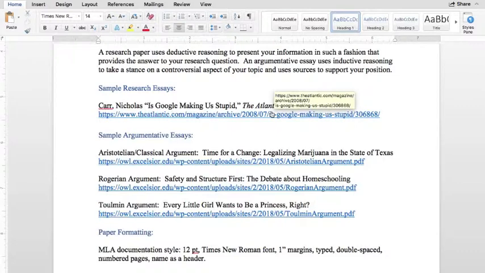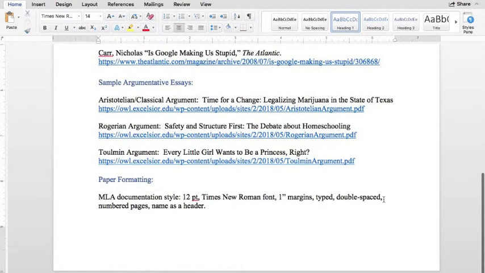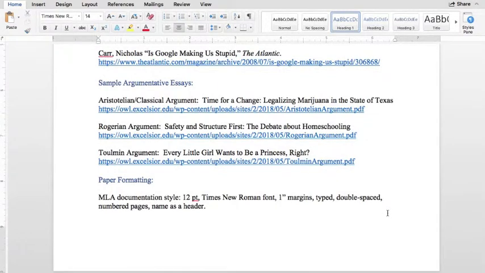And so you can actually find more about that in the Excelsior Online Writing Lab presentation that I have linked on Moodle. That will kind of give you all the information you need to know about writing those types of essays, which I believe is under next week's materials. So let's kind of leave it at that. But the paper formatting here, as I said at the beginning, it's MLA.